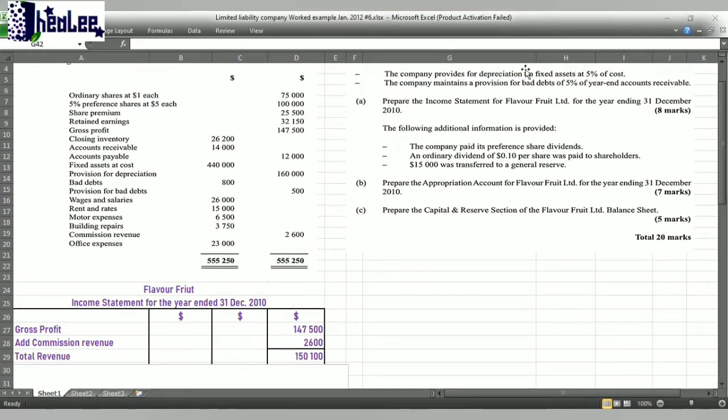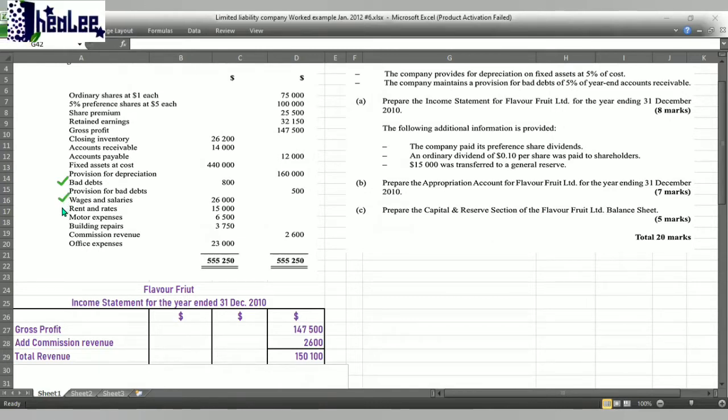Now, after entering your total revenue, our next step is to pick up our expenses, and we're going to list the expenses, but just a quick look at what the expenses are. Based on the list, our expenses would be the provision for depreciation, which is calculated at 5% of the fixed asset value, which is 440,000. We have bad debts. We have provision for bad debts based on calculation.